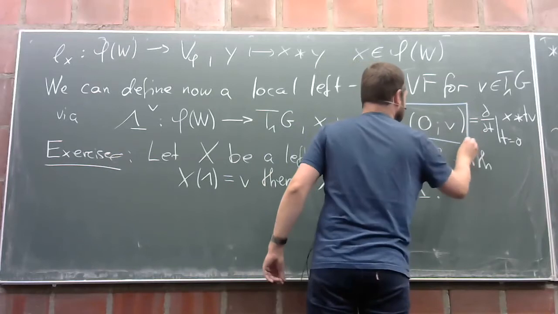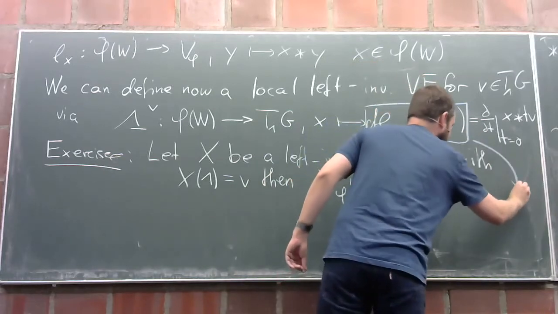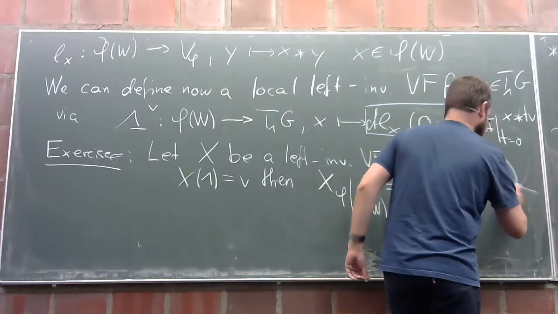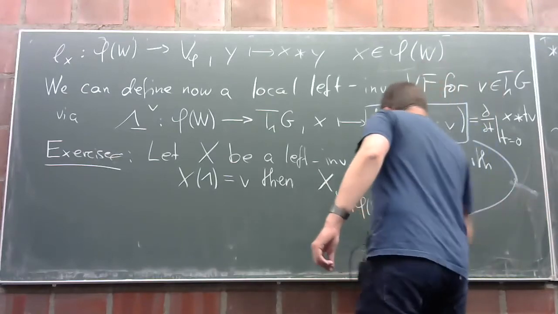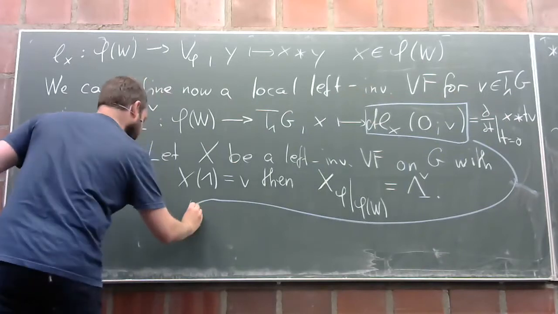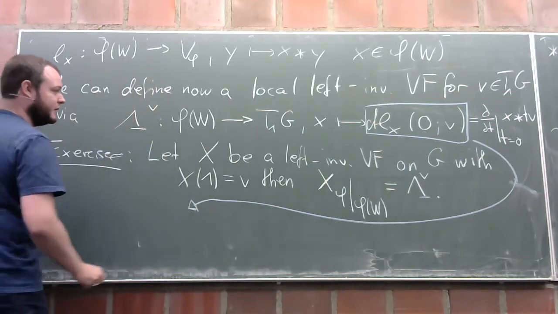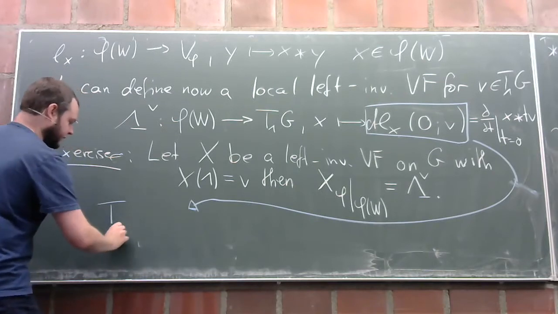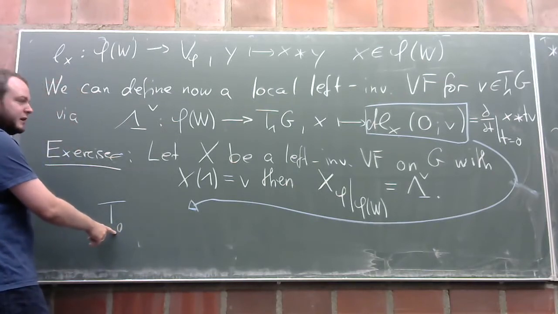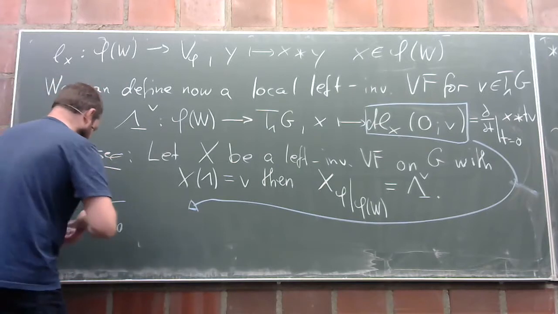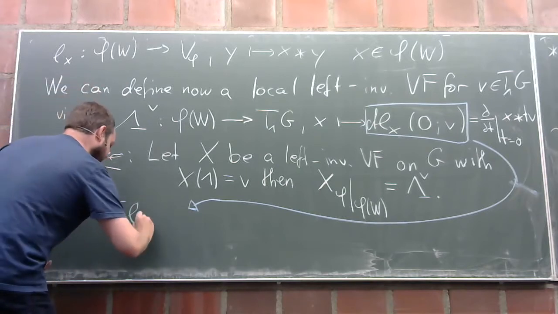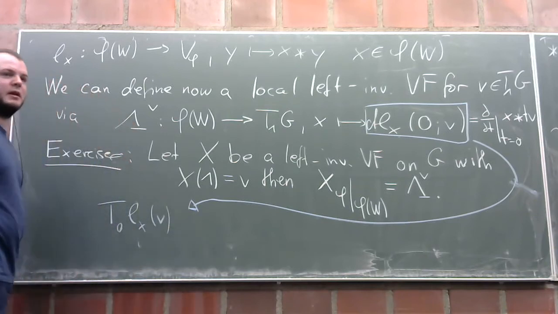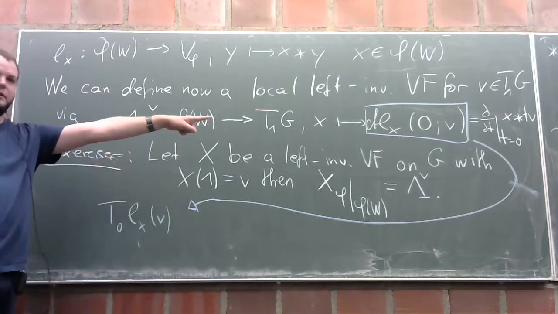Let me just write it in manifold language. So this is, let's go over here. In manifold language, this guy is T naught, so we take the tangent map at the identity of this mapping Lx and we apply it to the B. Why am I writing this more complicated than B?